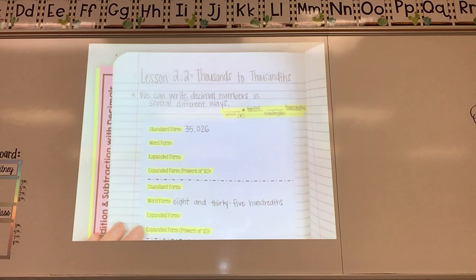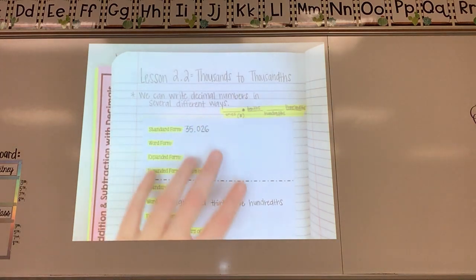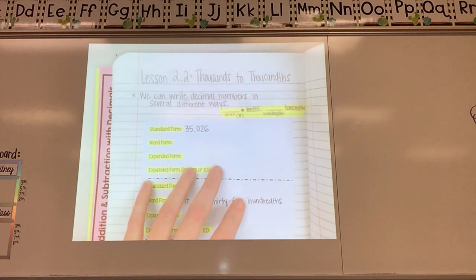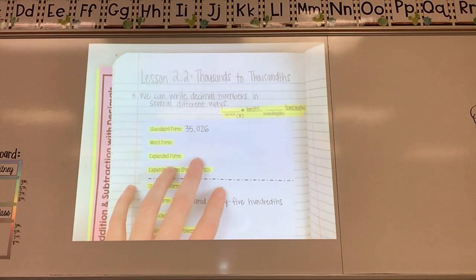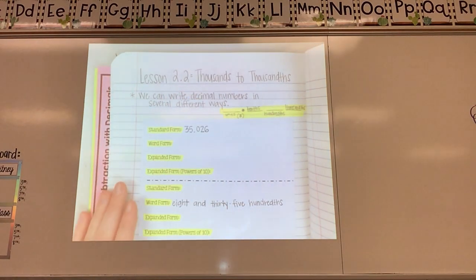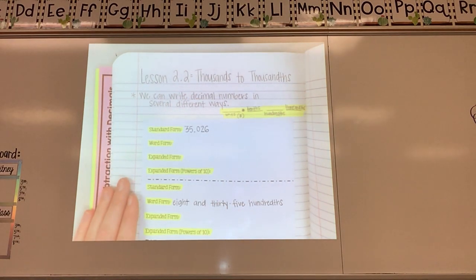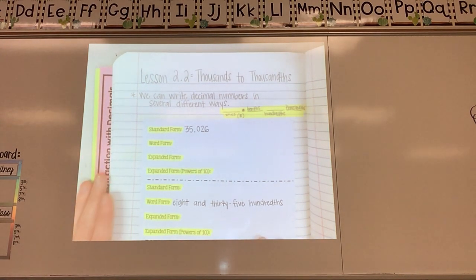However, your assignment will be more of a review from yesterday. So our notes are just to practice and to kind of get the hang of doing these different things with our decimal numbers, but your assignment will look a little bit different and it will just be reviewing from yesterday. So you might need to go watch the video for lesson 2.1 if you're having trouble on today's assignment. But let's take a look at what we did for notes today in math.